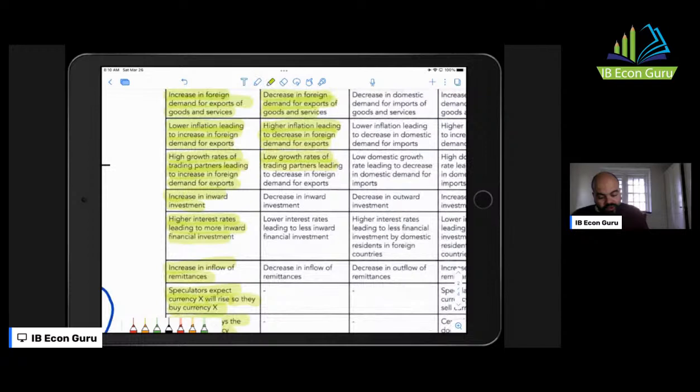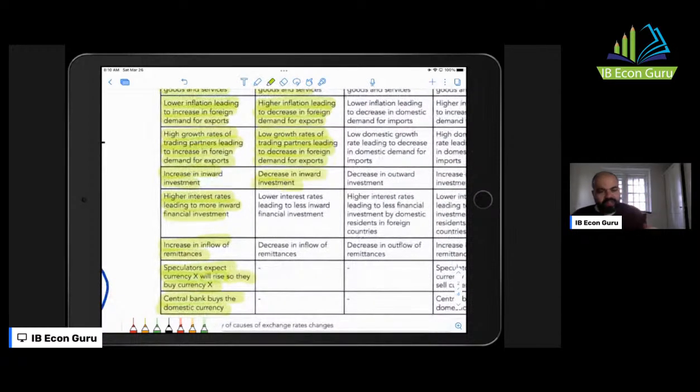Low growth rates of trading partners. If the Eurozone area experiences a very low growth rate, okay, that will lead to a decrease in demand for US exports. They will buy less stuff from the US. Maybe there's a decrease in inward investment, maybe because there's political instability in the United States and people don't feel safe investing their money in the United States.